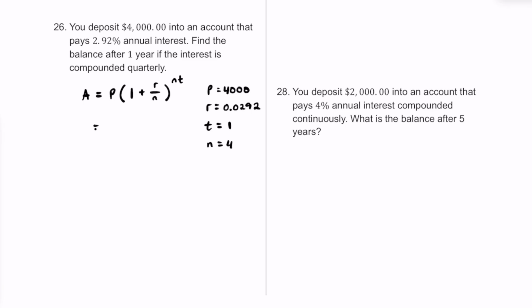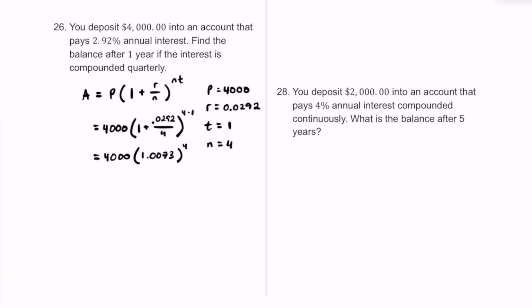So the account balance is going to be equal to 4,000, what we start off with, the principal, multiplied by 1 plus that interest rate of 0.0292. That's going to be over 4. And that's going to be raised to the nt power, or 4 times 1 power. Okay, so cleaning this up a little bit, we're going to have this 4,000 multiplied by, and cleaning up the inside of the parentheses is going to be 1.0073. If it's not a nice decimal or anything, feel free to just keep that loaded in your calculator, that's fine. Then 4 times 1 is going to be to the 4th power, right?